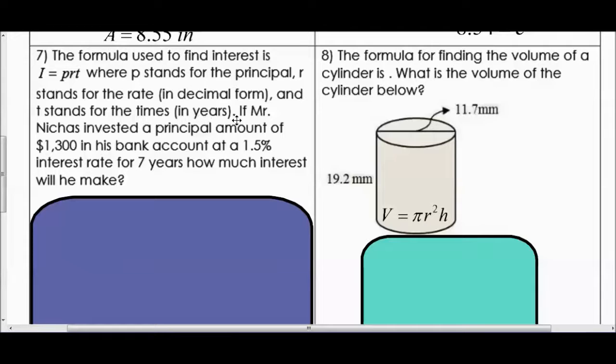So it says if Mr. Nickus invested a principal amount, an original amount of $1,300 in my bank account at a 1.5% interest rate for 7 years, how much interest will he make? Well, first off, I'm going to invest my money better than that. I'm going to do better than 1.5% per year. But let's just use the example.